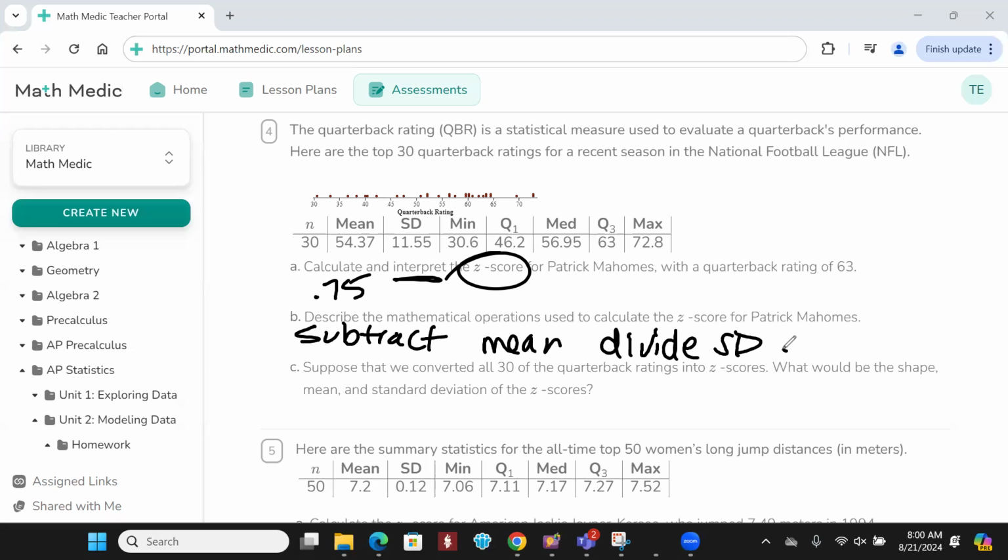You're taking a guess. Okay, well, I didn't see answers. So right now we have a mean of 54.37, right? If we converted everything into z-scores, would it have any outliers?